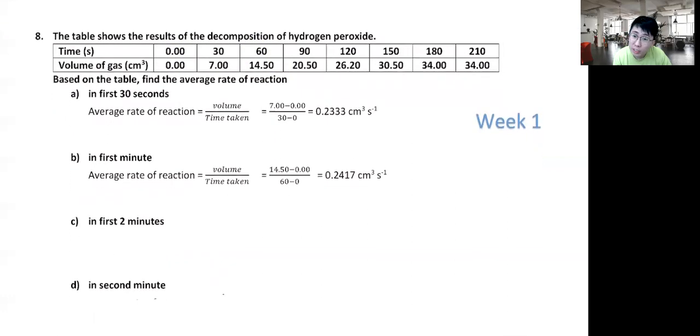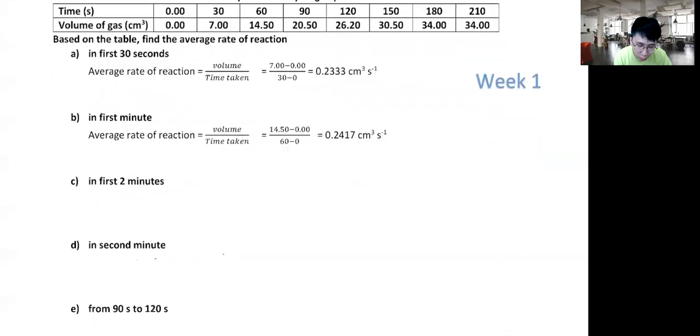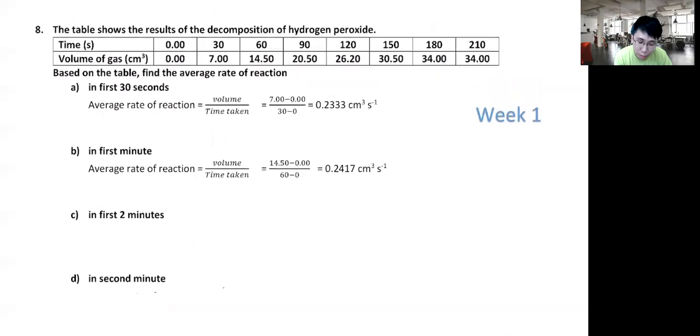In the first 2 minutes, guys, do you see a difference here? First 2 minutes and in second minute is totally different thing. First 2 minutes means including the first minute. Means from initial all the way until second minute. Until 2 minutes. So I'm going to take 26.2 over 120. That's your rate of reaction in the first 2 minutes.